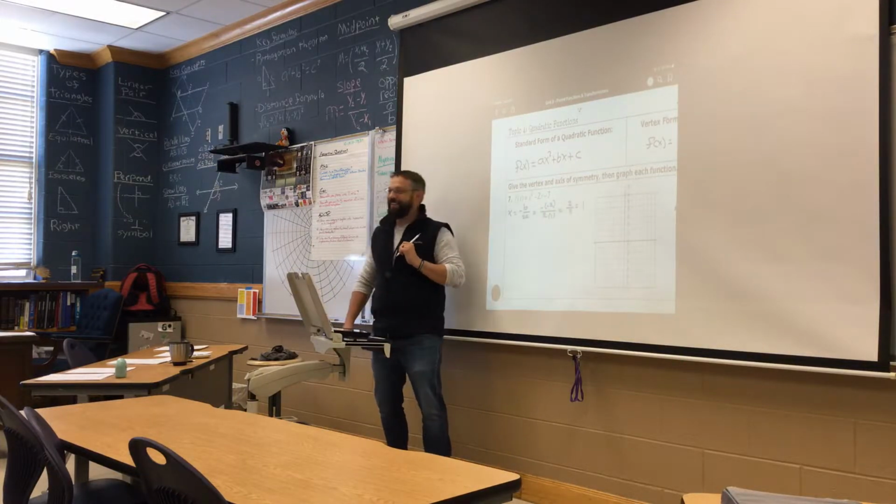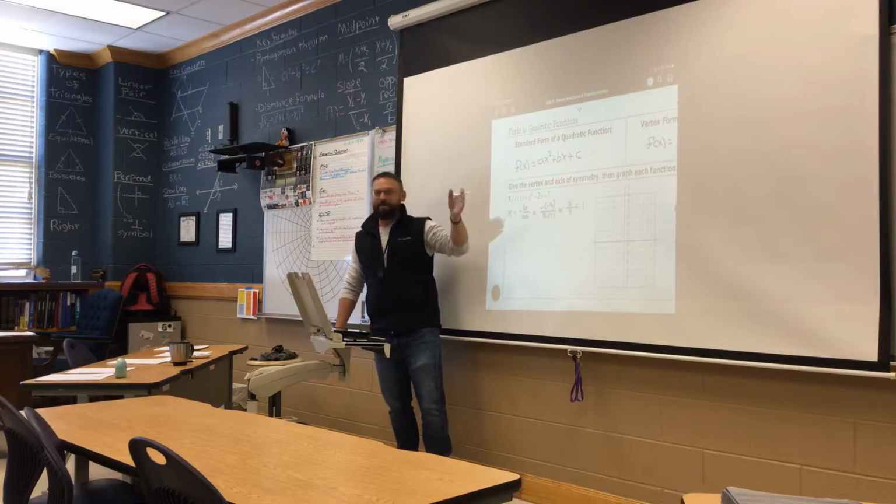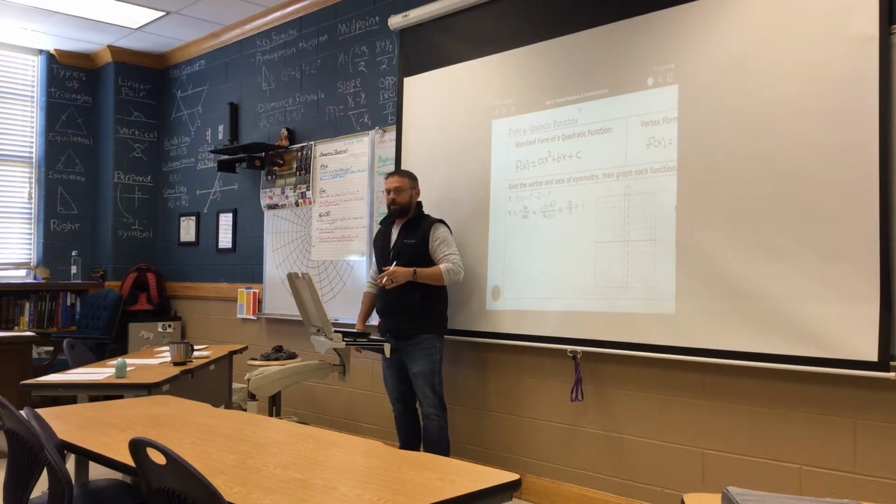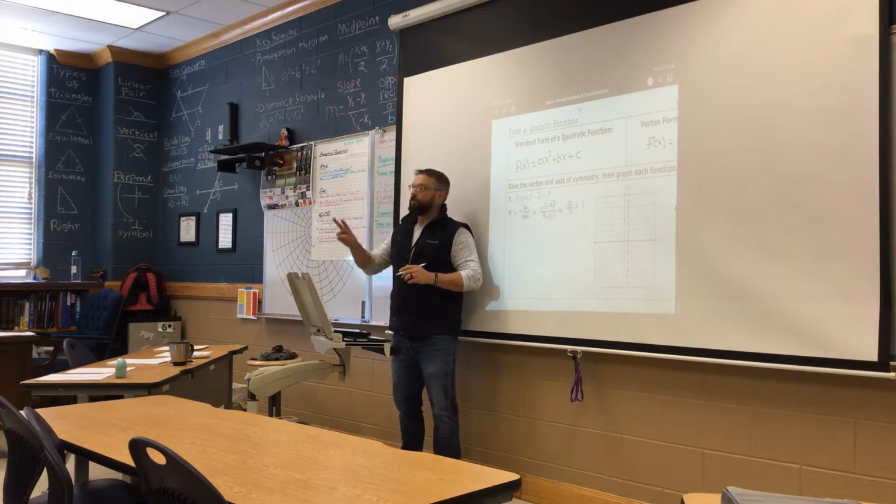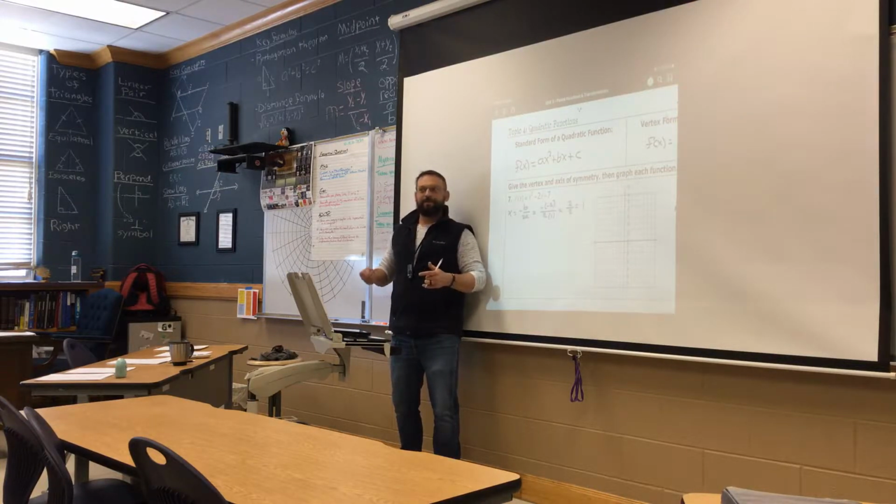That's going to be my axis of symmetry. So I know this much right out of the gate. This function, well, actually I know two things, don't I? Is it smiling or is it frowning? It's smiling. What tells us that? Because the A is not negative.